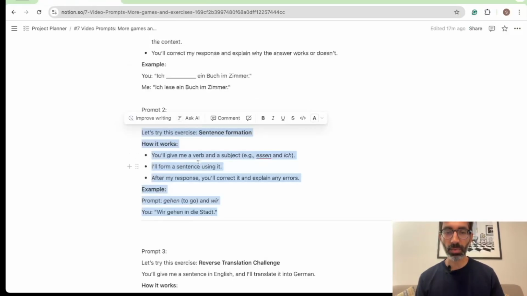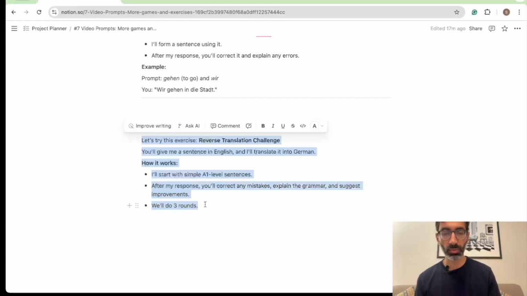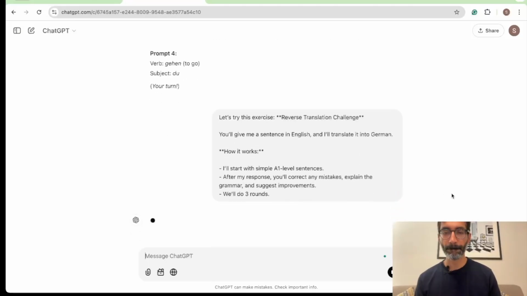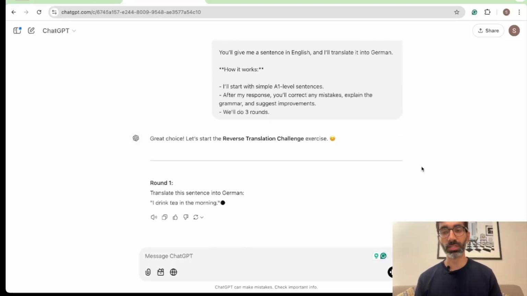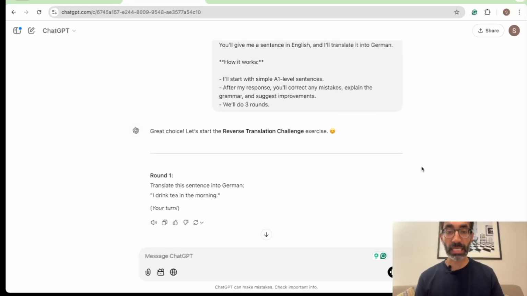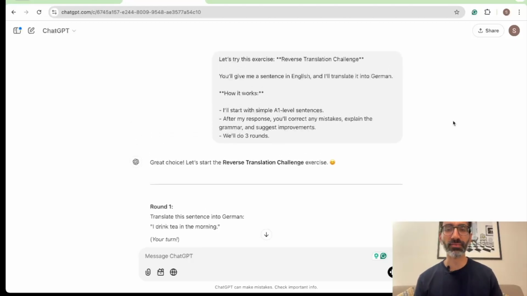And let's try maybe one more exercise. Now this is probably the hardest of the lot. So in this case, what's happening is I'm doing a reverse translation challenge. So we started by forming a sentence with a simple word. Then we asked ChatGPT to give us a verb and a subject. We formed a sentence. Now in this case, ChatGPT will give me a sentence in English, and now I have to form a sentence in German. So as you can see, the difficulty level is gradually going up. But of course, the more you practice, the more comfortable you're going to get with this.